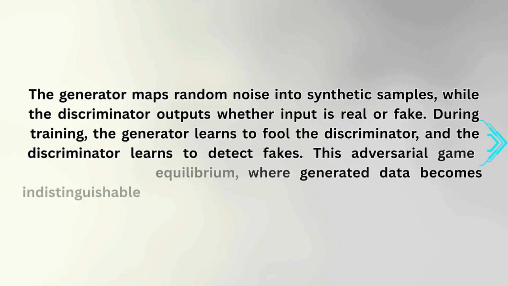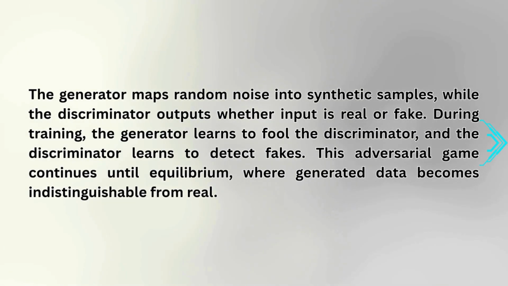The generator maps random noise into synthetic samples, while the discriminator outputs whether input is real or fake. During training, the generator learns to fool the discriminator, and the discriminator learns to detect fakes. This adversarial game continues until equilibrium, where generated data becomes indistinguishable from real.